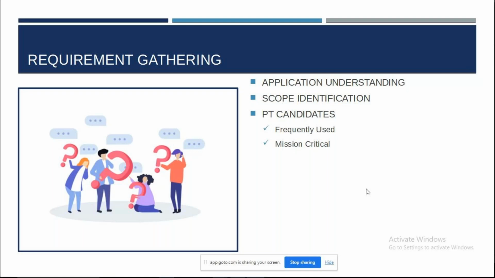Very, very important. Now your answer should be, first point, the frequently used scenarios or the frequently used modules should be the performance test candidates. Now what is frequently used? As I was telling you, the functionalities which are used by the most number of users, that is frequently used, right? In an e-commerce application, you all would have used different e-commerce applications.